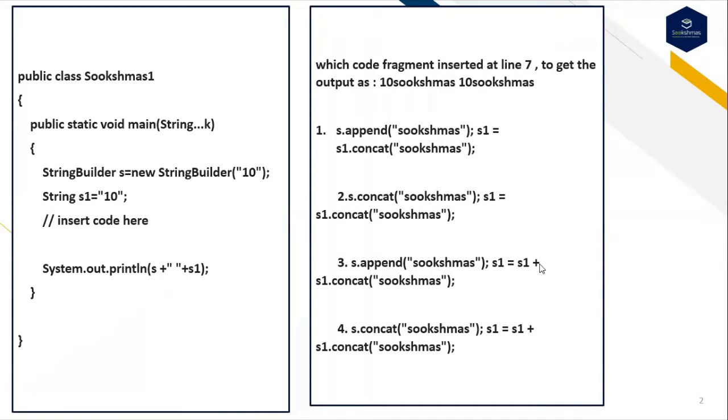S1 is equal to S1 plus S1.concat followed by Sookshmas. This is the fourth option: s.concat followed by Sookshmas with a semicolon, and S1 is equal to S1 plus S1.concat followed by Sookshmas. So here you need to insert the code.